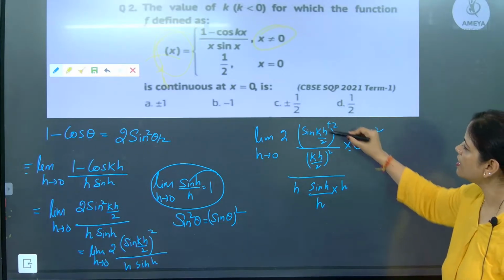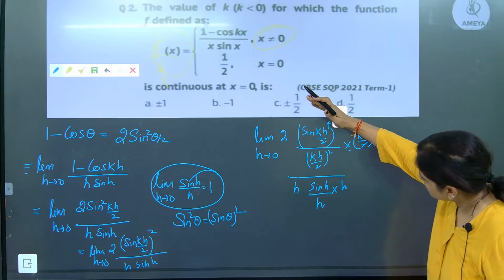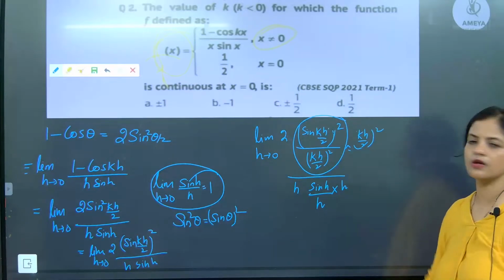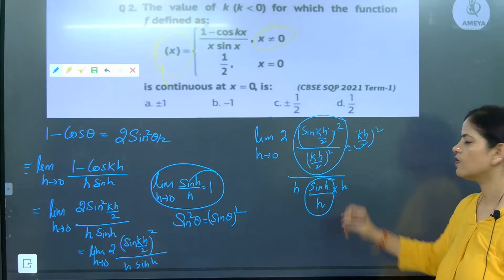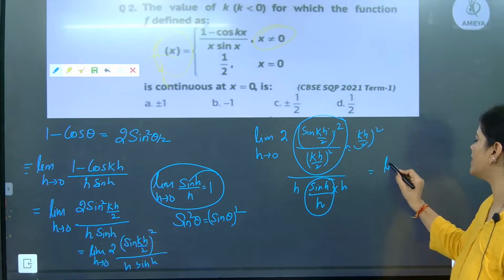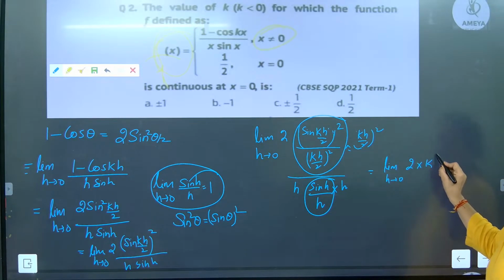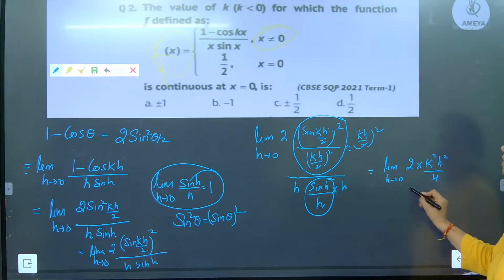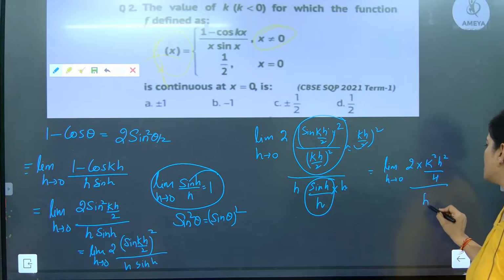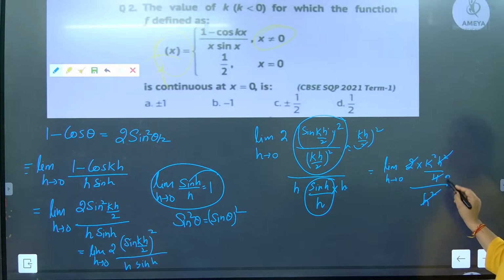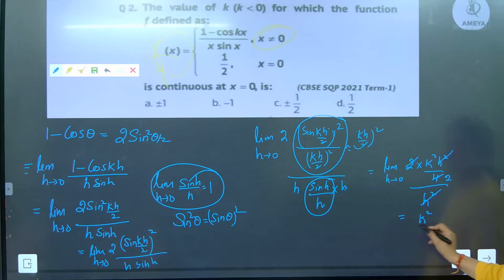Now with this formula we know that this section will become 1, and this section will become 1. So once it becomes 1, now limit x tends to 0, it will become 2 into k square h square by 4. By denominator h, it will become h square. Done. So this h square and this h square will get cancelled. Now what answer is coming as 2. Now here, directly we are getting k square by 2.